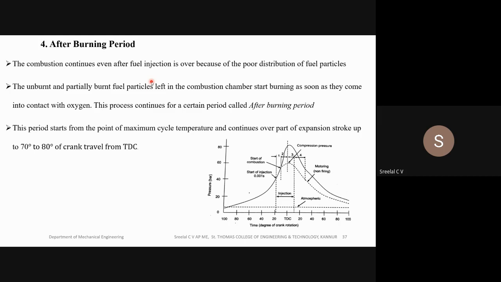Due to that, unburned and partially burned fuel particles are left in the combustion chamber. Those partially burned or unburned particles start burning as soon as they come in contact with the air.